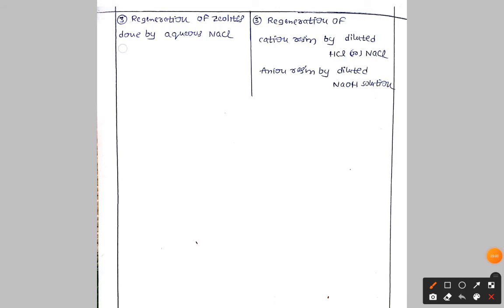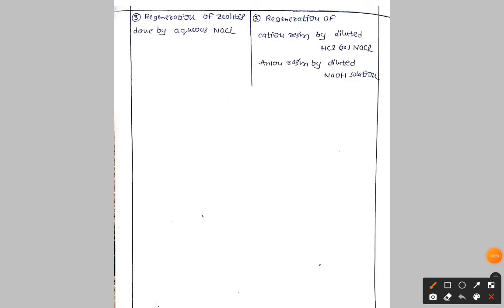In the ion exchange method, regeneration is done with aqueous sodium chloride. But in the synthetic method, the cation resin is regenerated with HCl or sodium chloride, whereas the anion resin is regenerated with sodium hydroxide. So these are the differences, to understand the concept clearly.